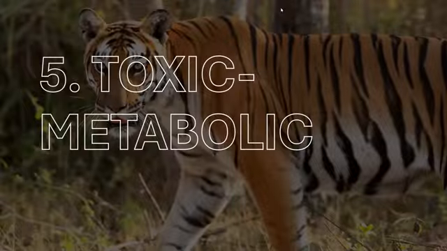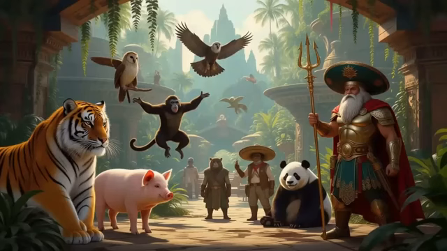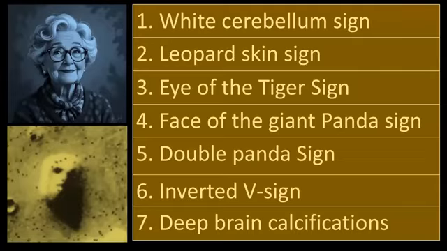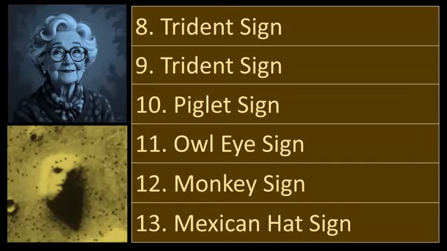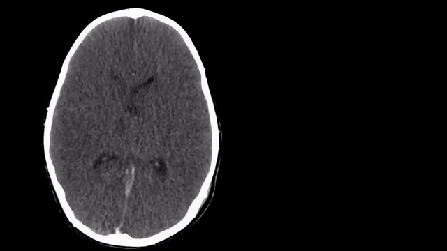On to the next topic, toxic metabolic disorders of the central nervous system. In this part, we're going to encounter a lot of signs inspired by animals. So we're now entering a true neuroradiological zoo, so to speak. The signs I'm going to talk about are the following. I'm not going to read them out loud. Let's just jump right into it. A total of about 13 signs, as you can see.